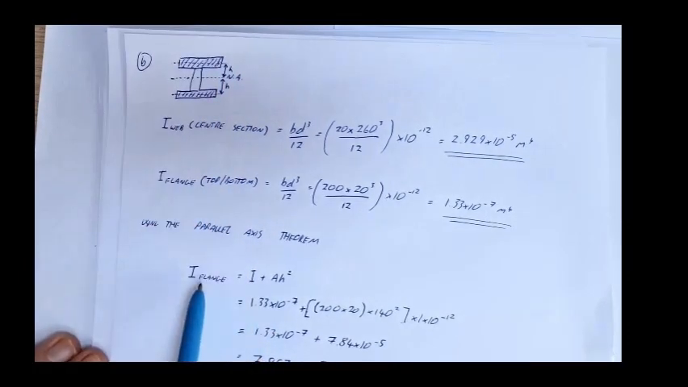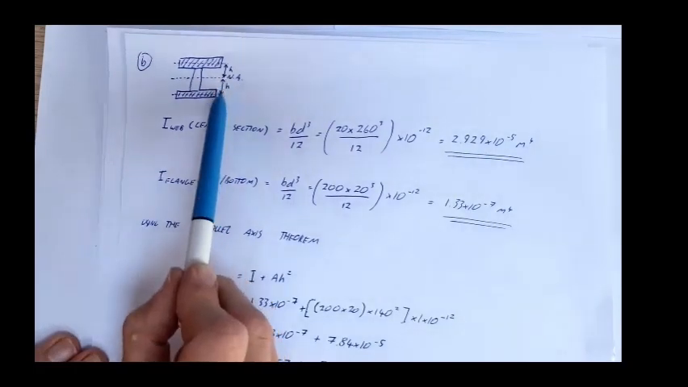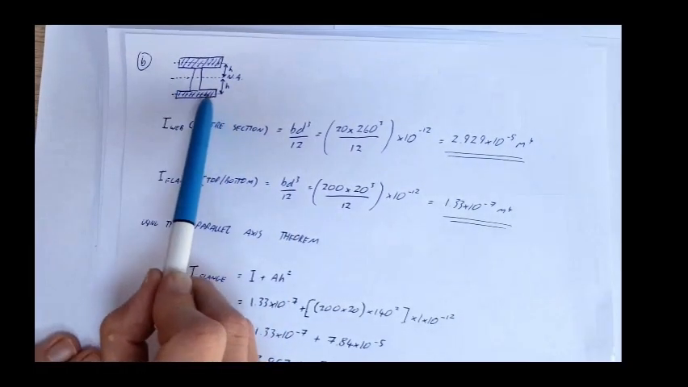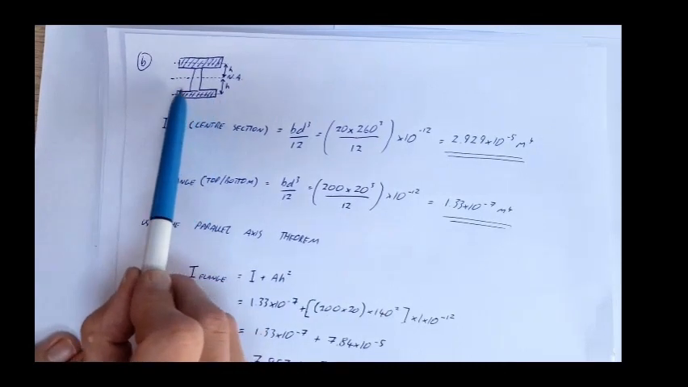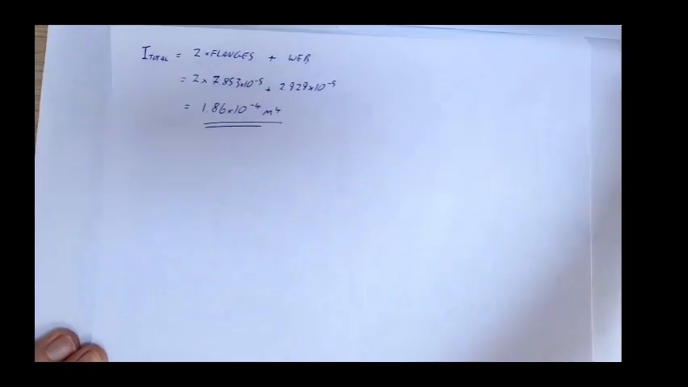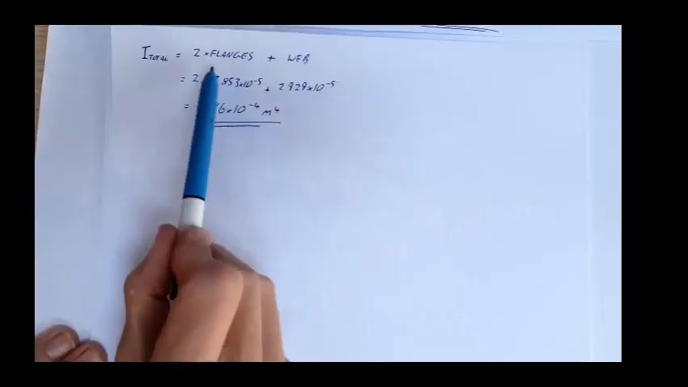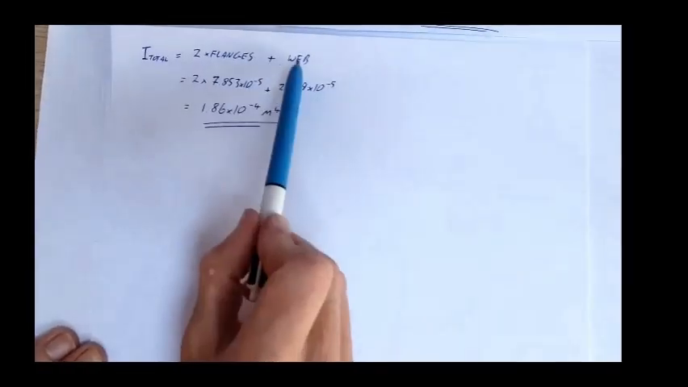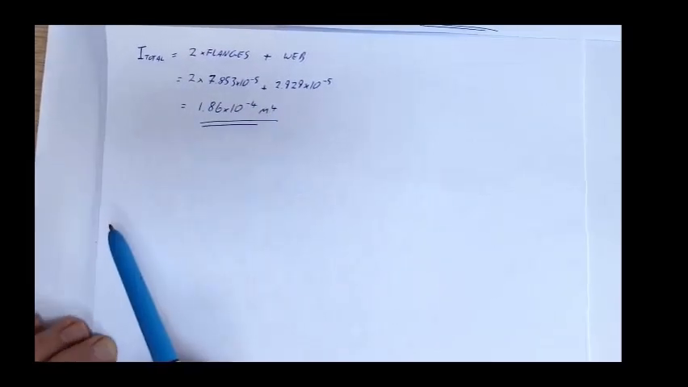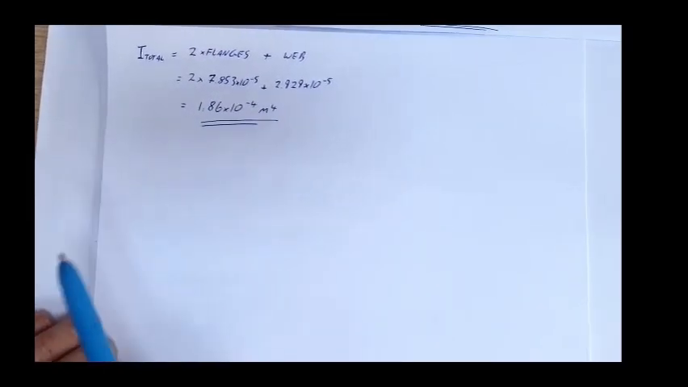And then we had to offset them using the parallel axis theorem by some distance to align the local neutral axis with the global neutral axis. So we've done that. We've added them together, the two flanges and the web, and we've got the same answer, 1.86 times 10 to the minus 4.